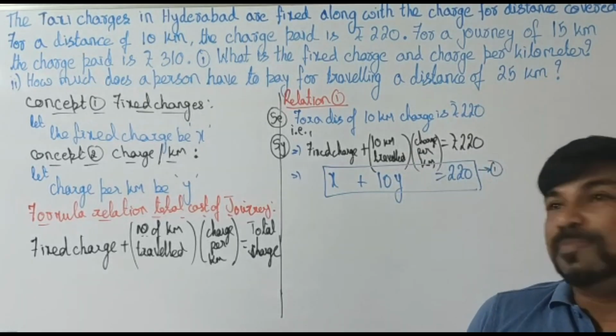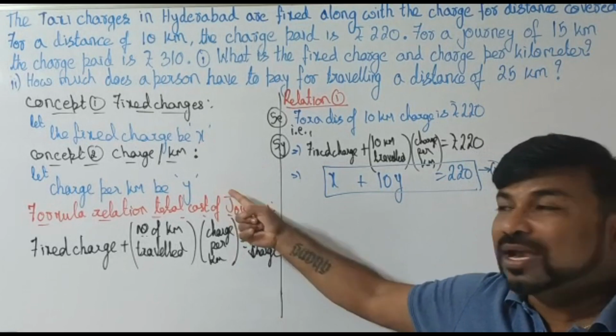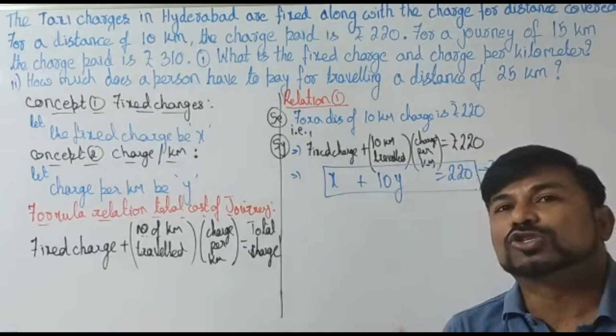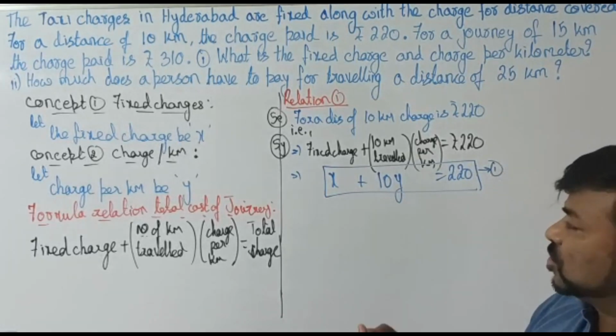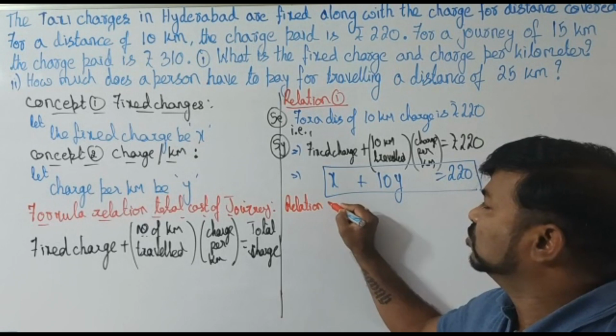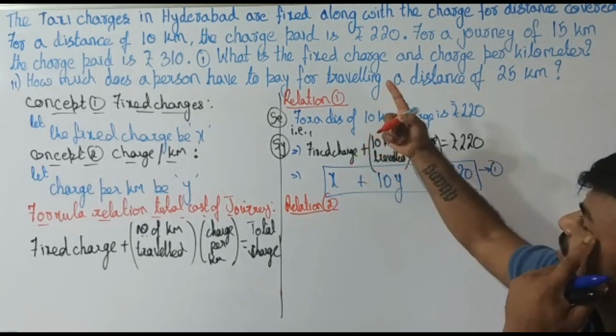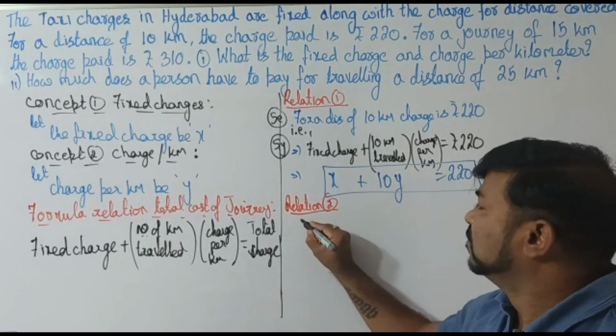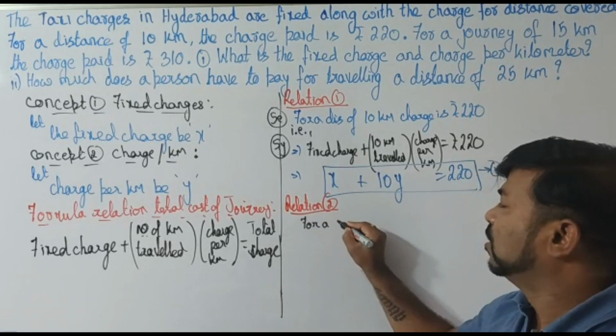Now, there are two unknowns, and we got one equation. We need one more equation so that we can solve and get it. So let's go for relation 2 now. What does he say regarding relation 2? For a journey of 15 kilometers.